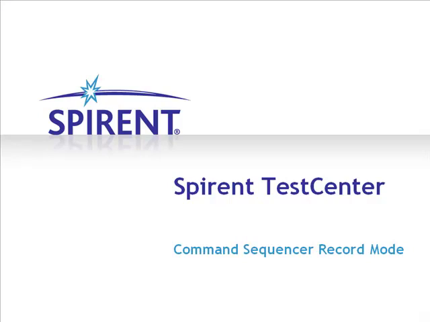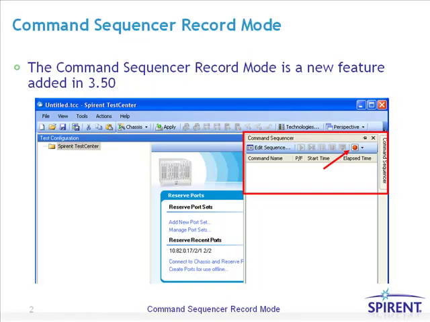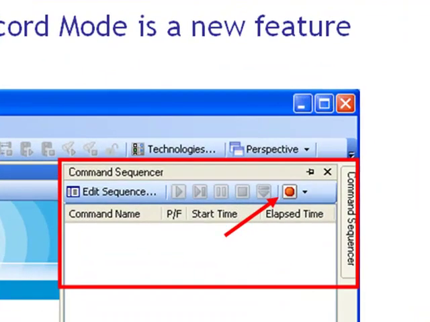This particular feature is the command sequencer record mode. The command sequencer record mode is a new feature which was added in the Spirent TestCenter 3.50 version and is located as pointed out in the slide.